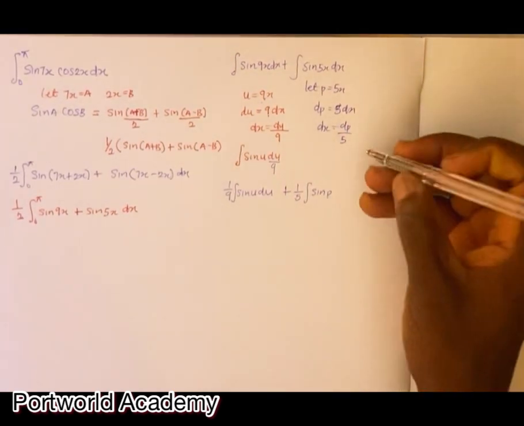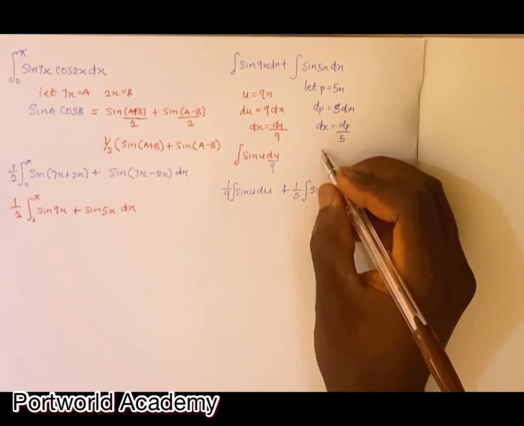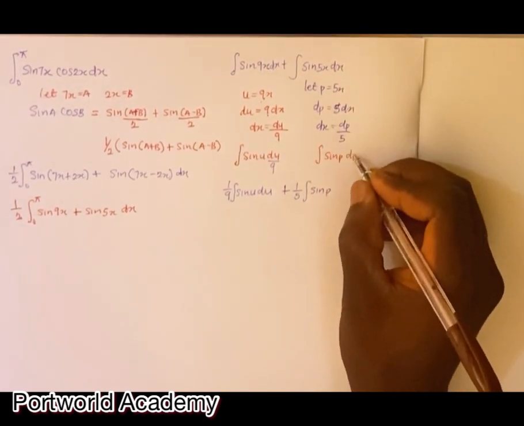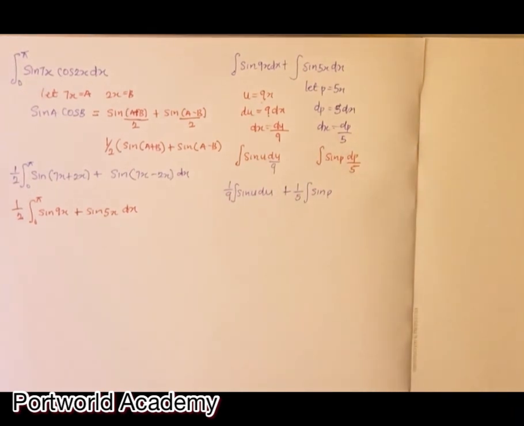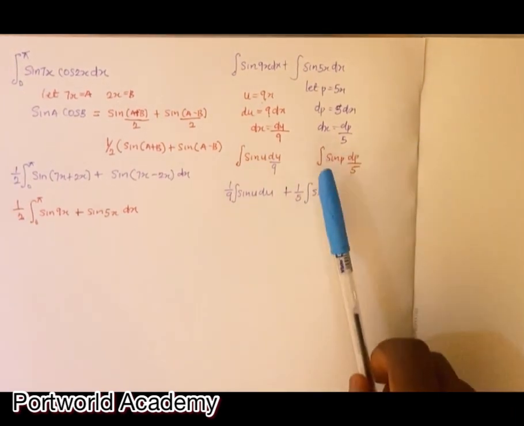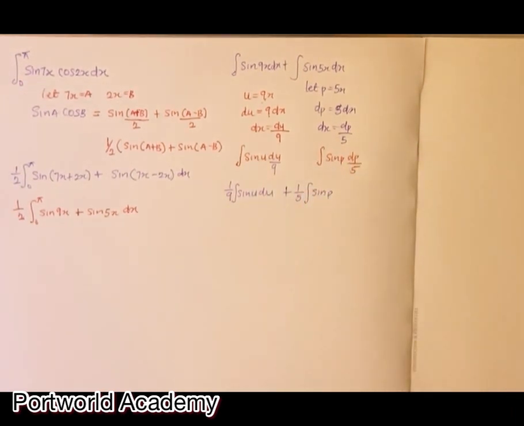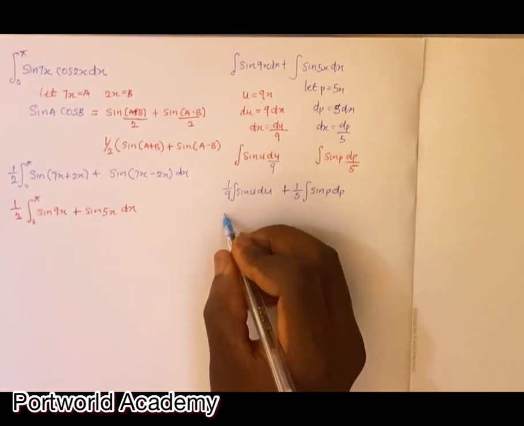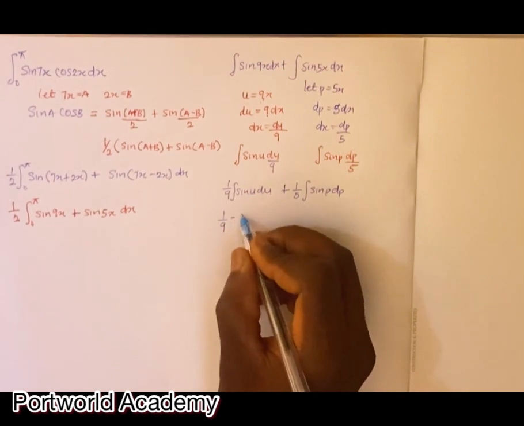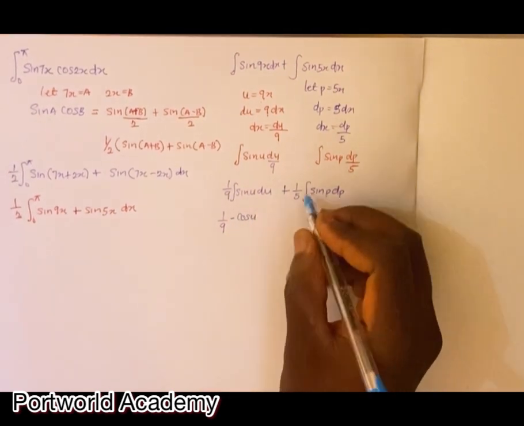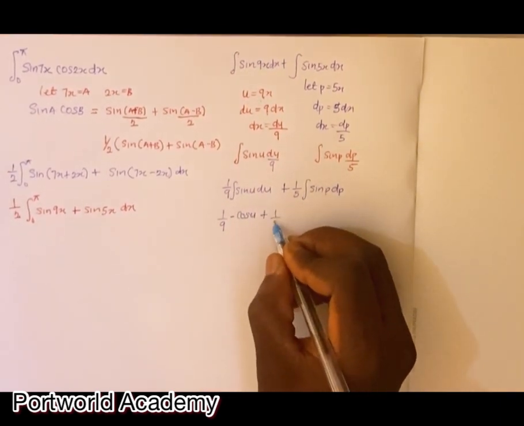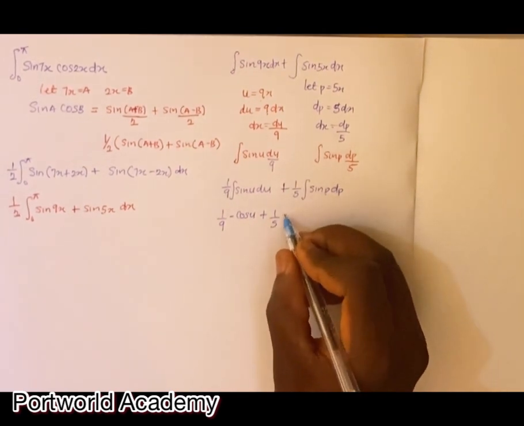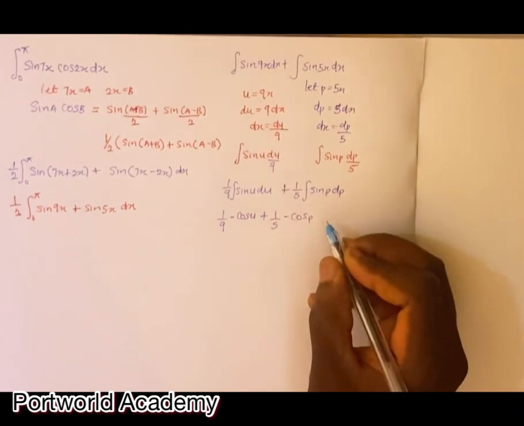So just put it there. I'm going to have the integral of sine p, then dx is dp over 5. Can you see this now? Factorize the 1 over 5 out. You're going to have 1 over 5 integral of sine p dp. So now let's integrate this. You're going to have 1 over 9 times minus cos u, then plus 1 over 5 times minus cos p.